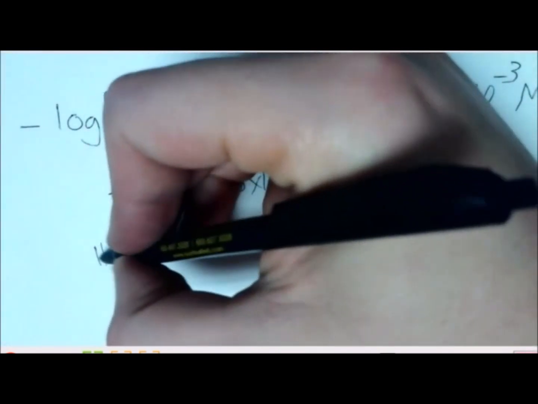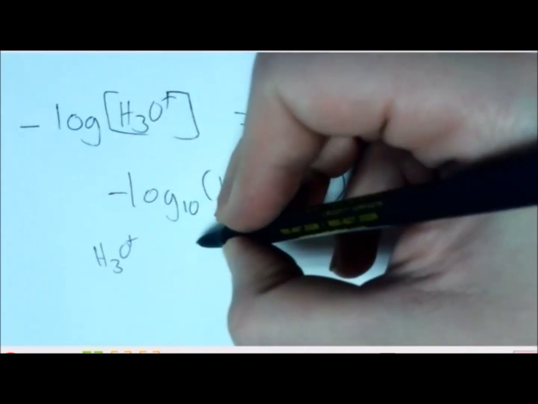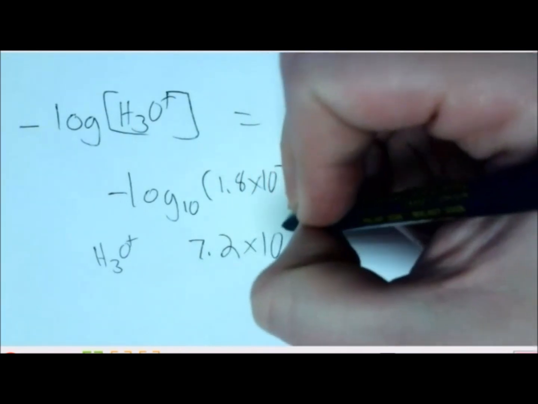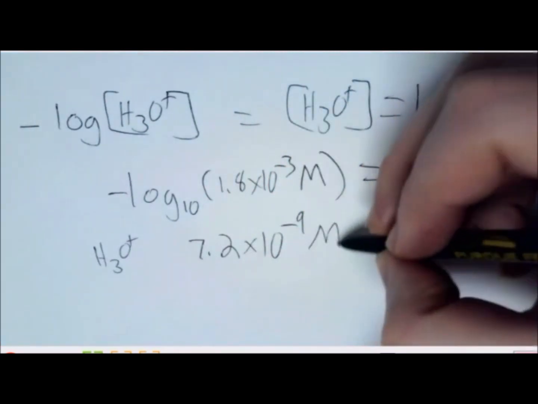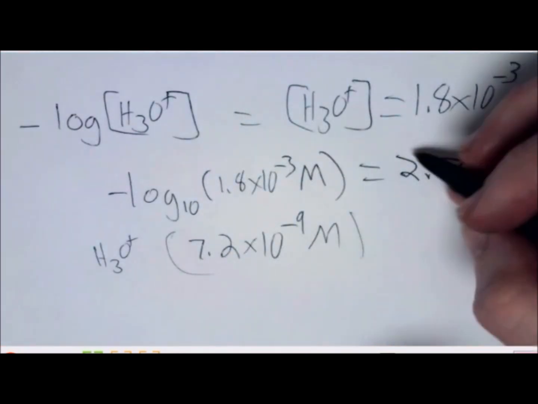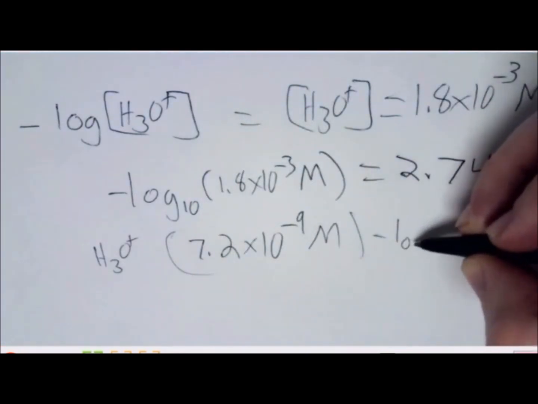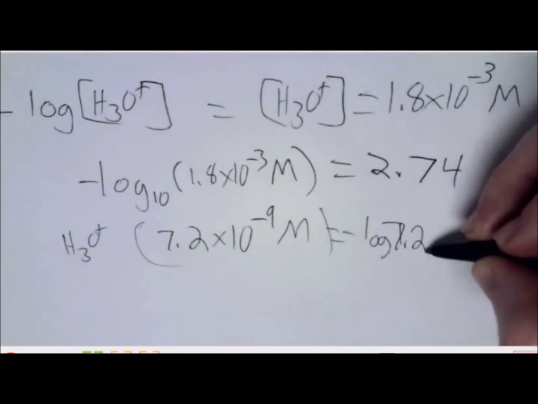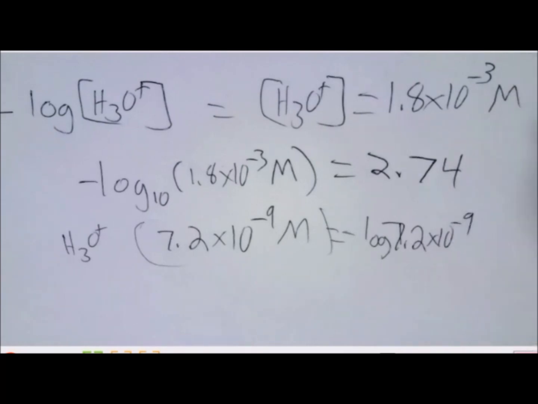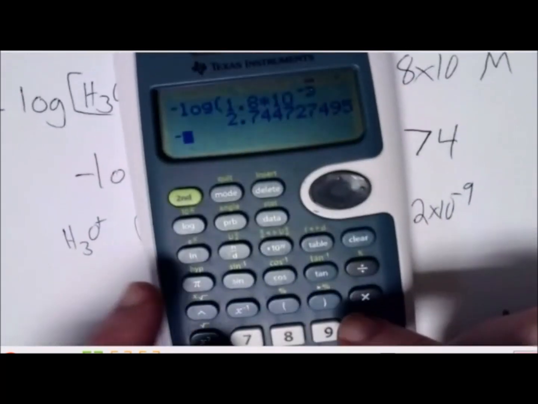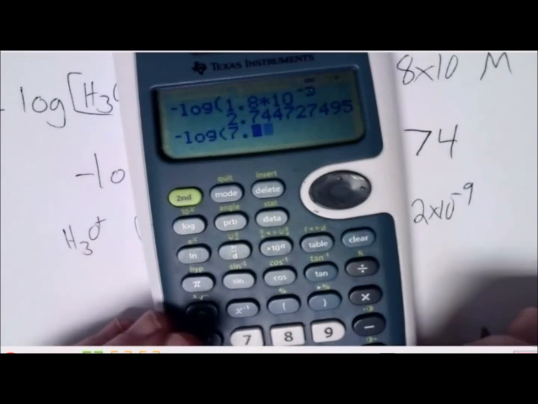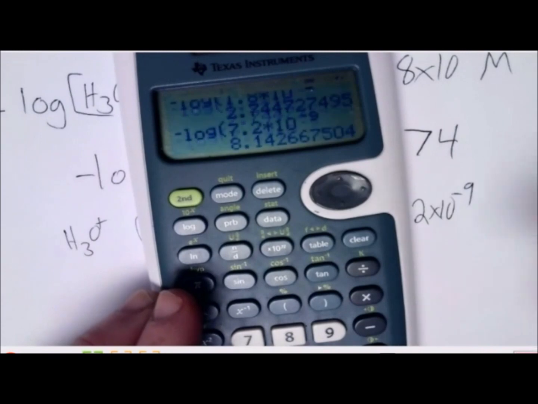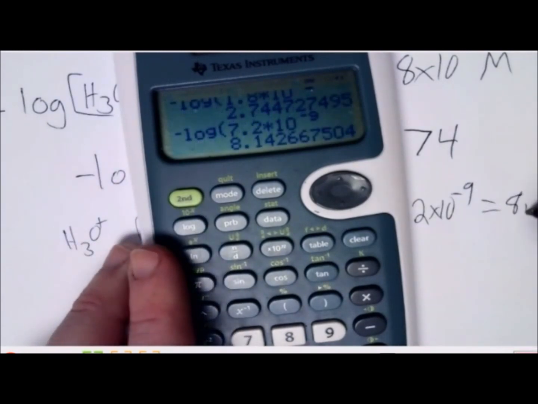If I said the concentration of hydronium was 7.2 times 10 to the negative 9th, which would be in the basic region, the negative log of that, negative log of 7.2 times 10 to the negative 9th, would be 8.14.